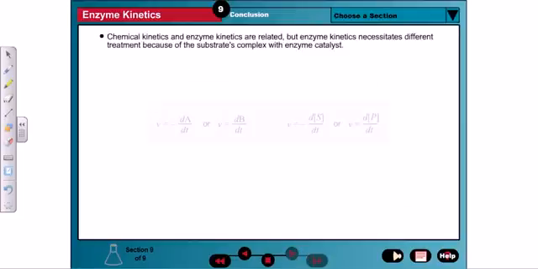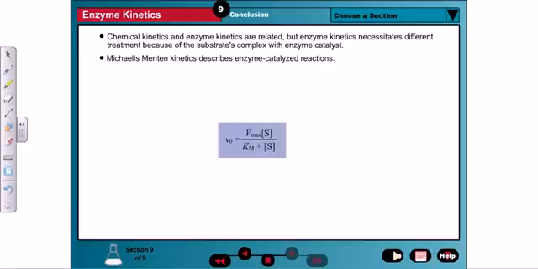Chemical kinetics and enzyme kinetics are related, but because of the complex of enzyme with bound substrate, enzyme kinetics only correlates well with chemical kinetics in the extreme cases with very limited substrate or vast excess of substrate. Michaelis-Menten enzyme kinetics describes the behavior of enzymes over a wide range of substrate concentrations. Two important kinetic parameters are Vmax and Km.